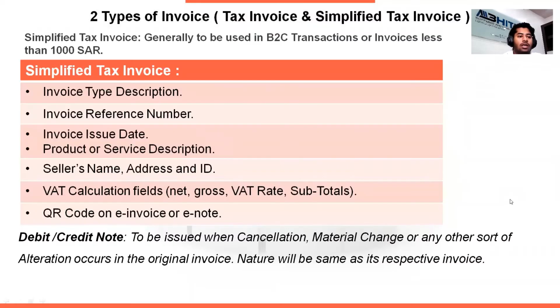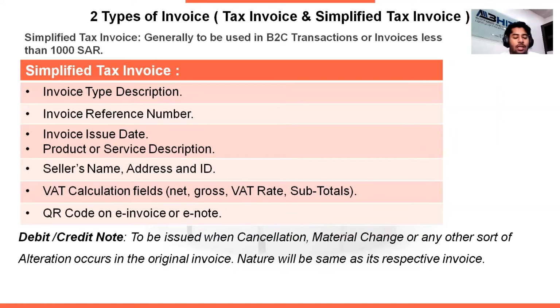Now let's look at what the simplified tax invoice is. A simplified tax invoice is generally used in B2C transactions or invoices less than 1,000 Saudi riyal. In the simplified tax invoice, you have similar fields to the tax invoice, but there are a few mandatory additions. The first is the invoice type description and the invoice reference number, the invoice issue date, the product or service description, the seller's name, address, and ID, and the VAT calculation fields again: net amount, gross amount, VAT rate, subtotals, etc. And it has to have a mandatory QR code on the e-invoice or its e-note.